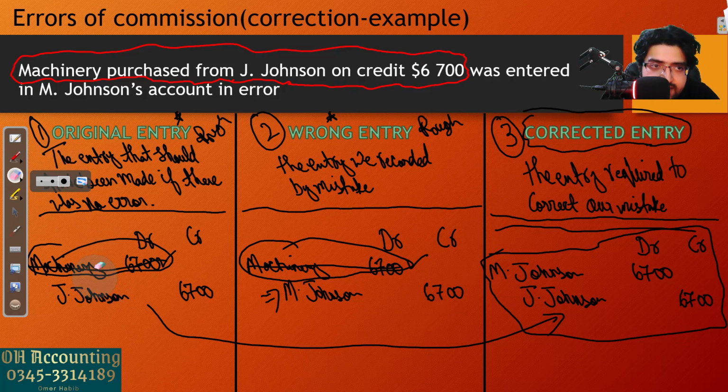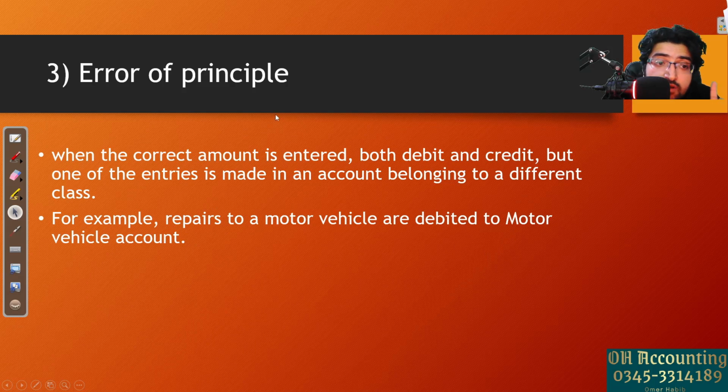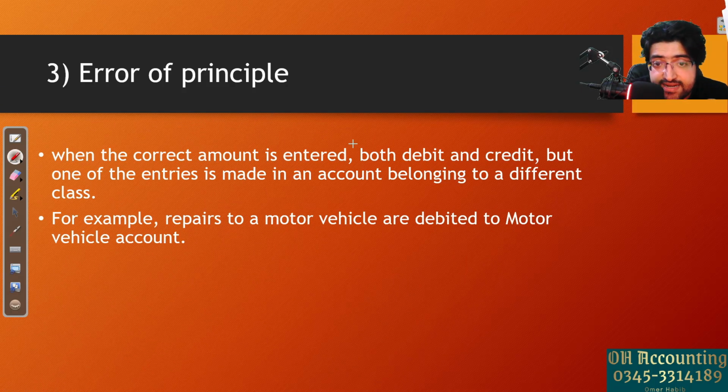I'm correcting another error which is very much similar to this. Let me read that definition first and then you will understand. The next error is error of principle. Now read this. When the correct amount is entered, both debit and credit, but one of the entries is made in a wrong account belonging to a different class. Okay? Let's read this example first.